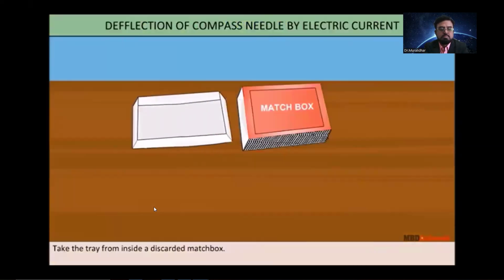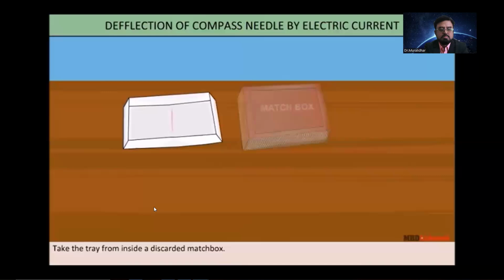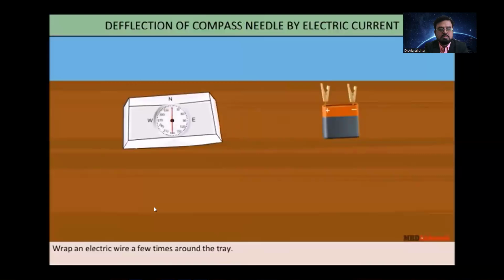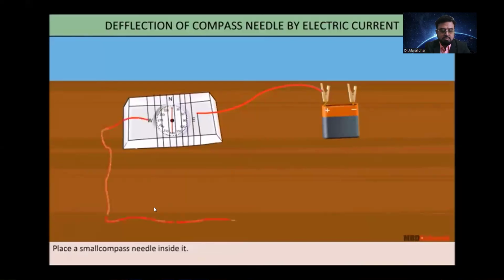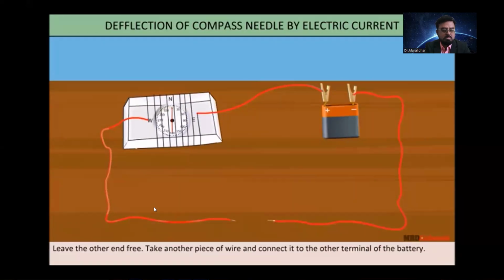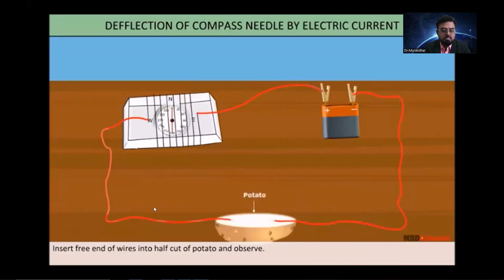Take the tray from inside a discarded matchbox. Wrap an electric wire a few times around the tray. Place a small compass needle inside it. Now, connect one free end of the wire to the terminal of a battery. Leave the other end free. Take another piece of wire and connect it to the other terminal of the battery. Insert the free ends of the wires into half of a cut potato and observe.